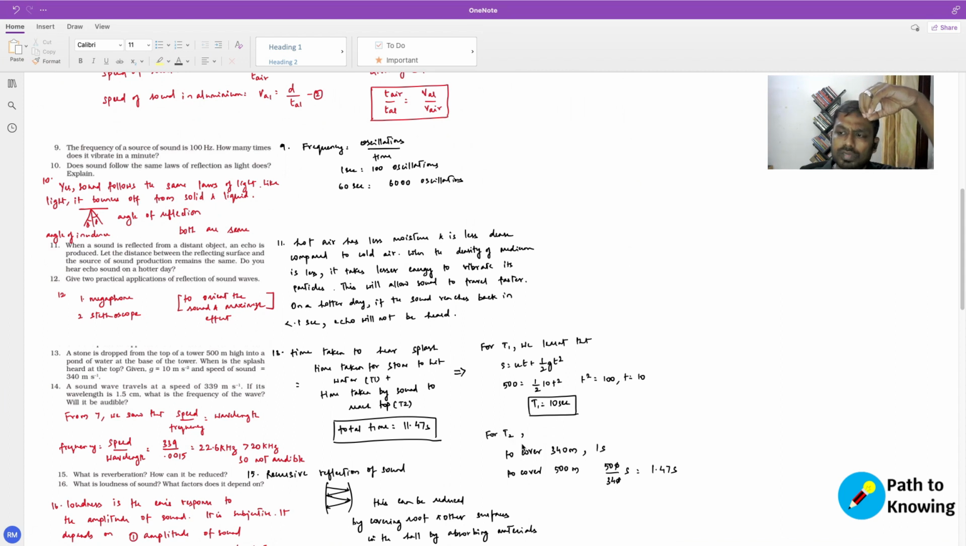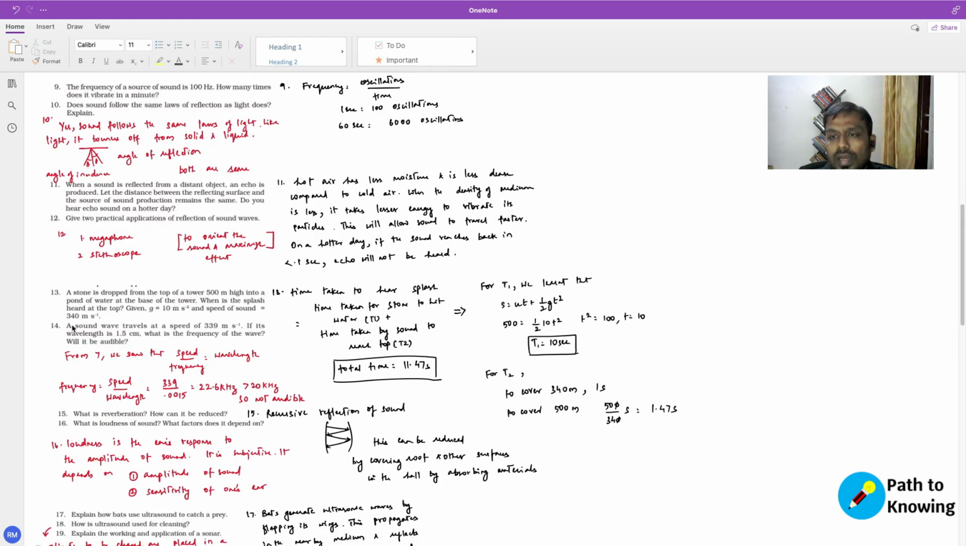Now for T2, which is basically the time taken by the sound to reach the top. The speed of the sound is 340 meters per second, which means that in 1 second it covers 340 meters. So to cover 500 meters, it would take 500 over 340 seconds, which is 1.47 seconds. So the total time is equal to the sum of these two, 10 and 1.47, which is 11.47 seconds.